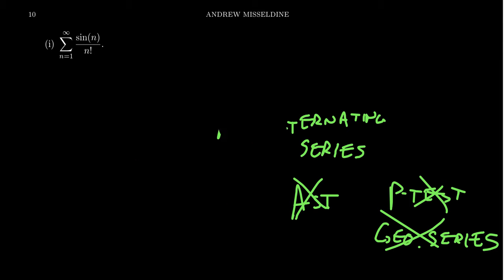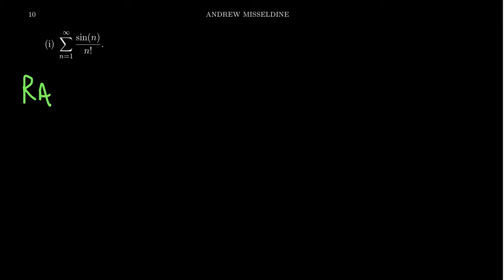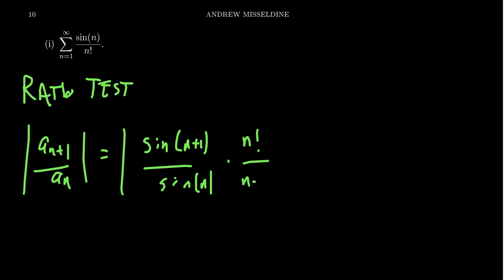Well, we potentially have the ratio test, don't we? The ratio test doesn't have to be a positive or alternating series. But if we were to use the ratio test, we're going to be looking at the sequence a sub n plus 1 over a sub n. That would look something like sine of n plus 1 over sine of n times n factorial over n plus 1 factorial. Now, the factorials aren't a problem for the ratio test. This would just simplify to be 1 over n plus 1.